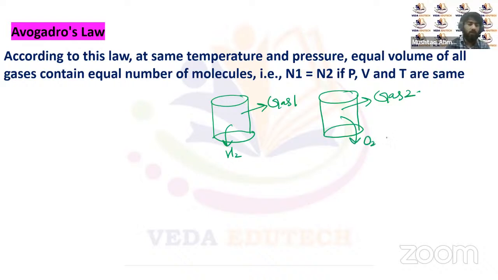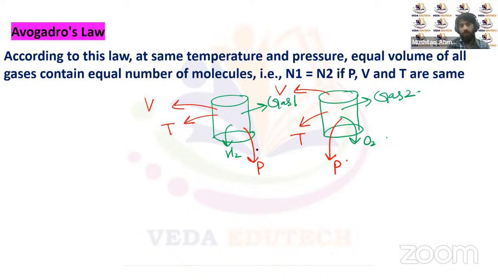Now Avogadro's law states that if the temperature of the two containers is the same, T, and the pressure here is P and the pressure in this container is also P, and let's suppose the volume of this container is V and the volume of this container is also V, then the number of molecules of hydrogen present in container one will be equal to the number of molecules of oxygen present in container two.